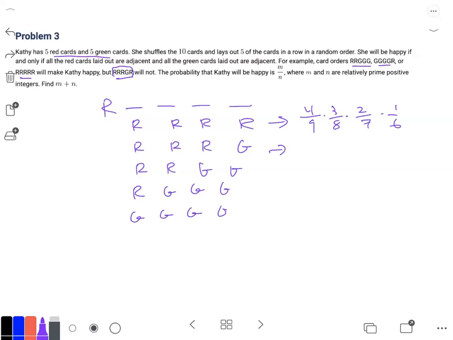For the next one, there's a 4/9, there's a 3/8, 2/7, and then a 5/6 chance. There are 5 green cards, 6 remaining cards. And then I'll probably do this without talking now. Similar logic.